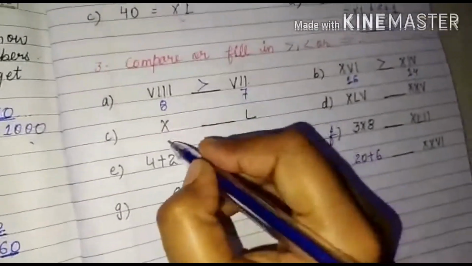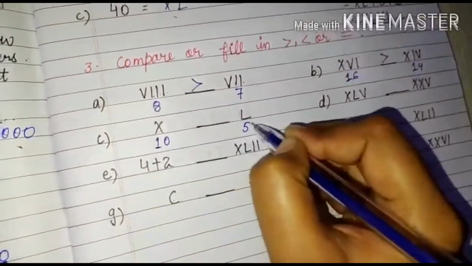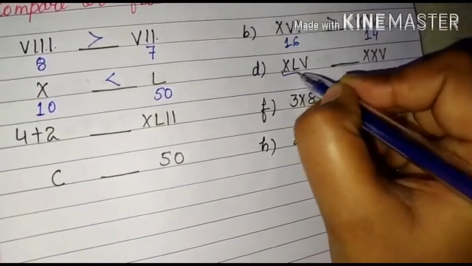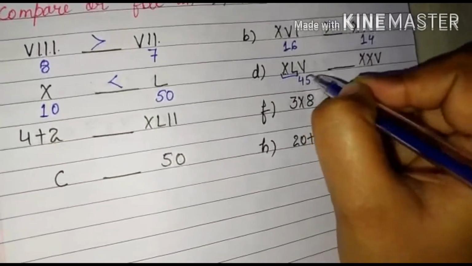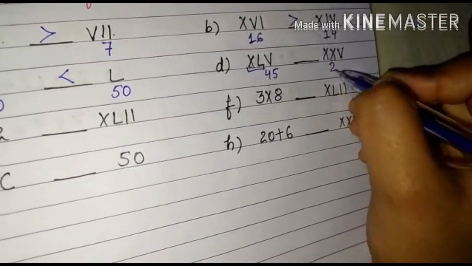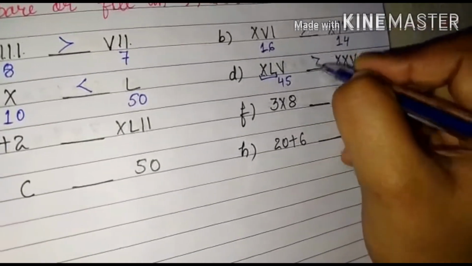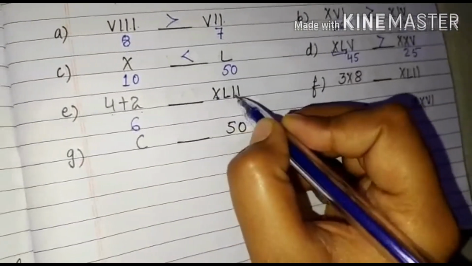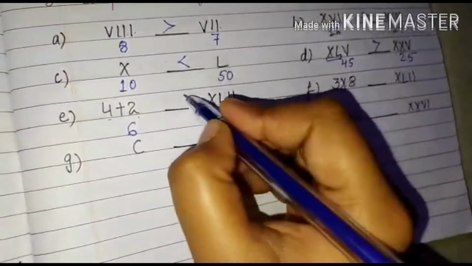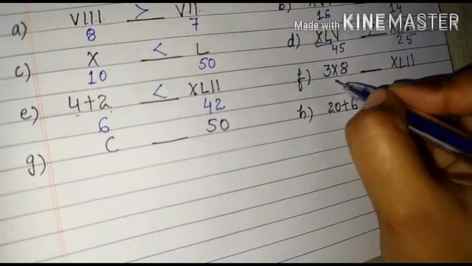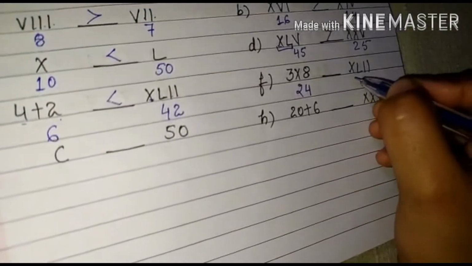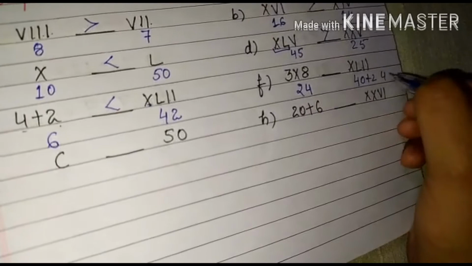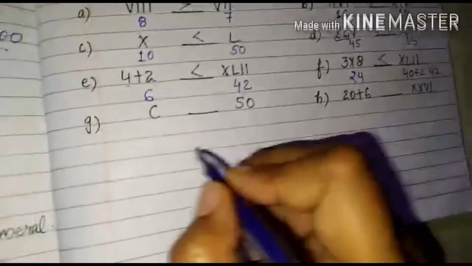X is 10 and L is 50. Which will be greater? L. XLV: XL is 40 and V is 5, so it is 45. This is X and V, so that is 25. What is greater? 45 is greater. 4 plus 2 is 6, and XL is your 40 and 2, 42. What is greater? 42 is greater. 8 threes are 24. XL is 40, see, we have learned this too. And 2 is 2, so 40 plus 2 is 42. What is greater? 42 is greater.